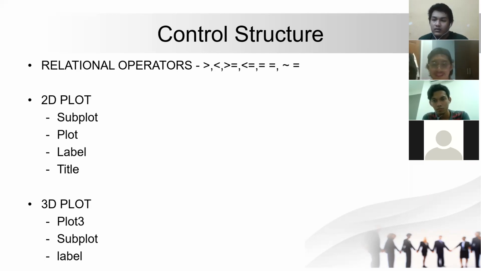So for the control structure, our program only involves three control structures, which are the relational operators: equal to, more than, less than. We use that mostly for the formula, and then for the 2D plot, we use subplot, and then we plot and put the label and title. Also for the 3D graph, we use plot3, subplot, and label. Okay, that's for the control structure.